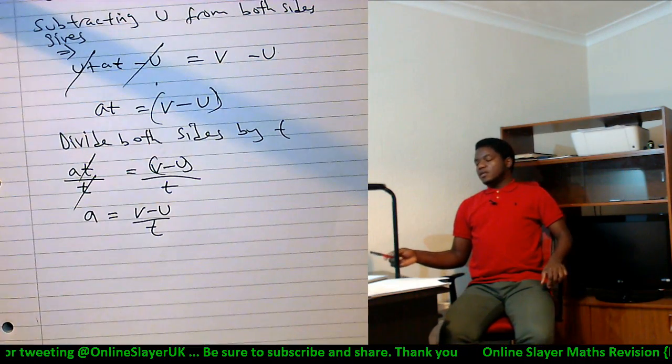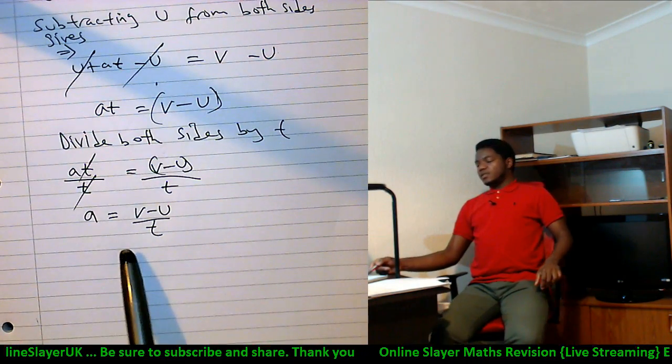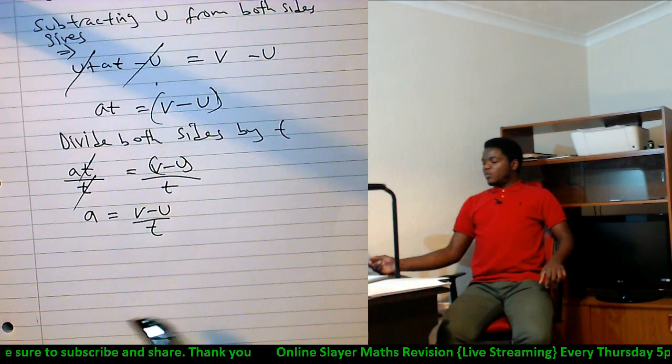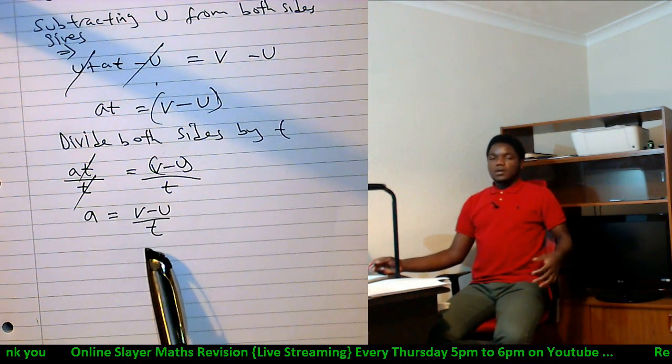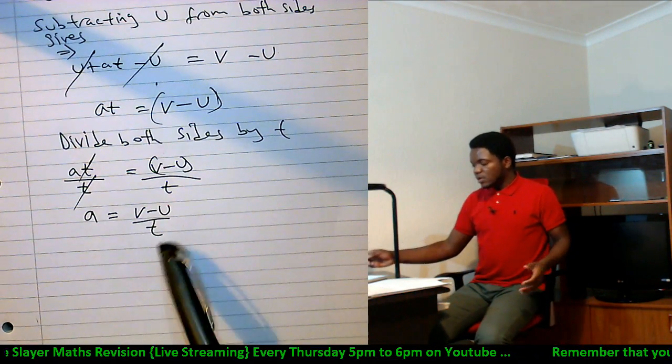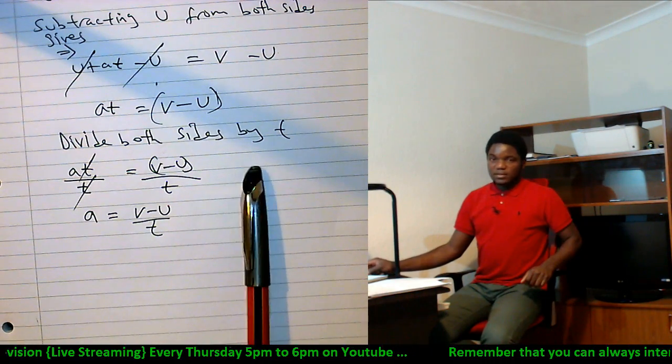If you're told, find a now that you know the formula for a, what if v is 2, u is 1, and t is 6? What's going to be a? Just slot in those values, substitute them, and you get your answer.